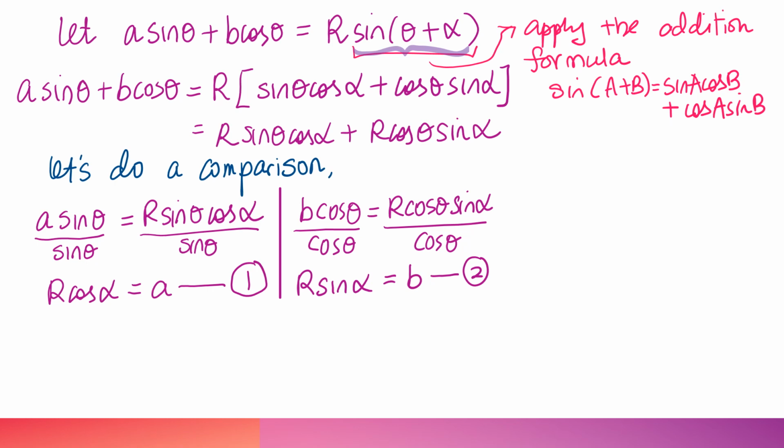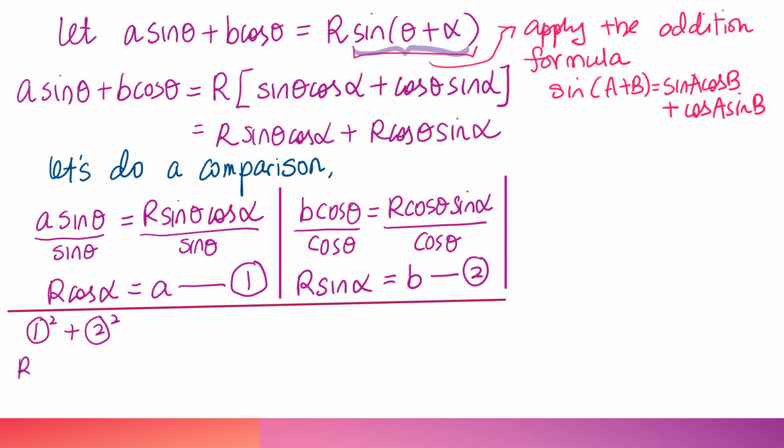Right. So I'm going to use the elimination method to get rid of alpha first. To do that, I am going to square equation 1, as in I'm going to square r cos alpha, and I'm going to square a. Similarly, I'm also going to square both sides for equation 2. So let's see what we'll get after squaring both equations. Right, so when you square r cos alpha, you get r squared cos squared alpha equals a squared for equation 1. Then r squared sine squared alpha equals b squared for equation 2.